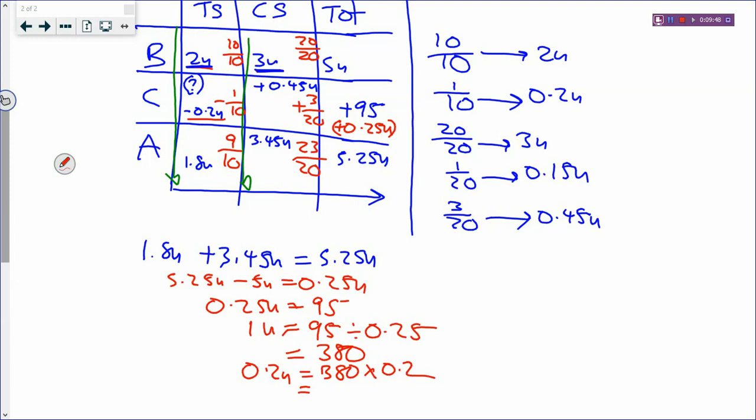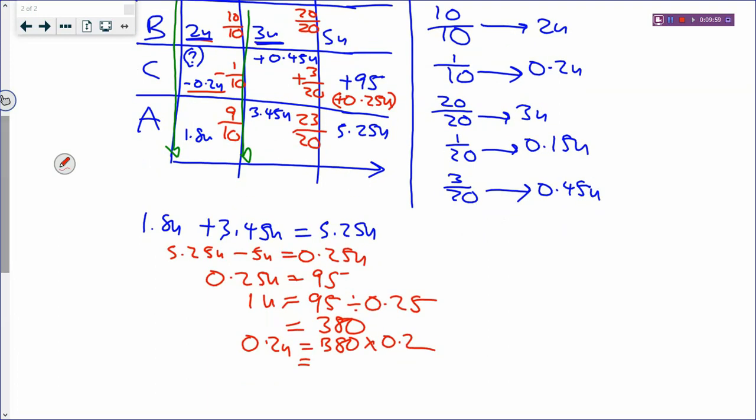Every time you want to find how many is so many units, 0.2 units how many, 4 units how many, 20 units how many, you always multiply. If you want to find 1 unit, then you always divide to get 1 unit. So your 380 times 0.2, and your answer will be 76 t-shirts were sold. And that's how you solve the problem. And that is a 5-mark question, I think.